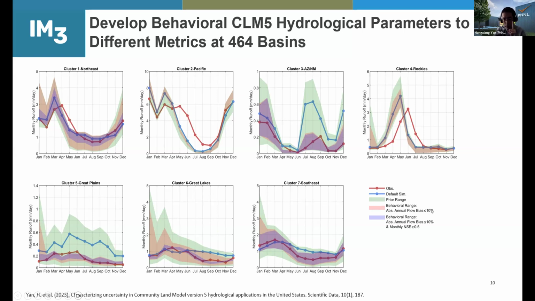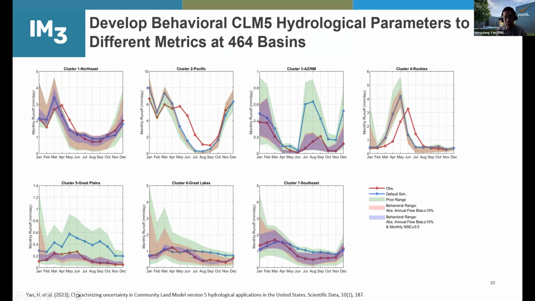And then you have one constraint on the water balance, like annual volume bias less than 10%. You can reduce uncertainty. And then you have two constraints with a monthly NSE higher than 0.5. You can fit the constraint to the purple color, more close to the observation, much more close to the observations.